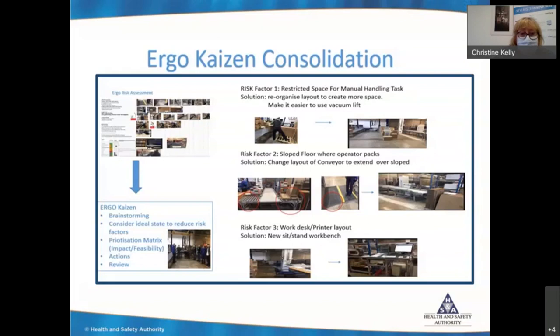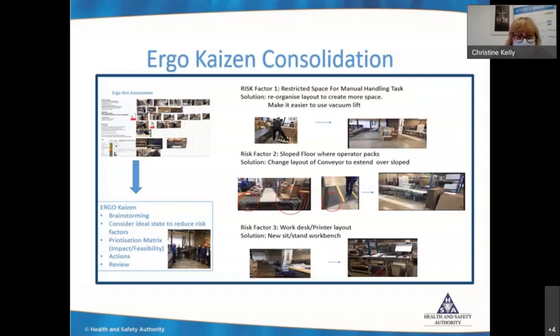So based on the risk assessment, we've identified our problem. So with an Ergo Kaizen, you're there to solve a problem. So we brainstorm on the ideal state, and we consider the ideal state to reduce risk factors and also to meet the needs of the people working on the site, based on what I said before. What do they like? What don't they like? And then we prioritize the tasks based on impact and feasibility. We put actions into place and then we review.